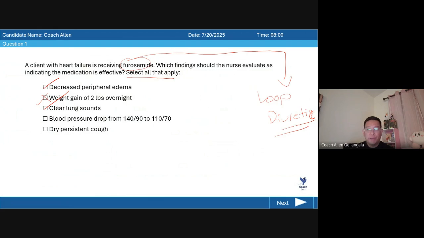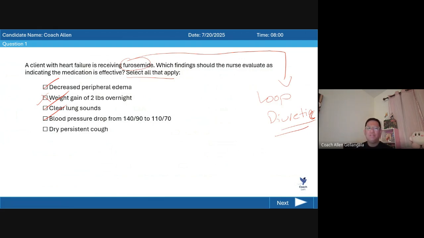Now, a blood pressure going from 140 over 90 down to 110 over 70. Is that also a good indicator of the effectiveness of furosemide? Yes. Because again, furosemide is essentially an anti-hypertensive. But this is something we use if there is evidence of pleural effusion as well as liquid or water retention.